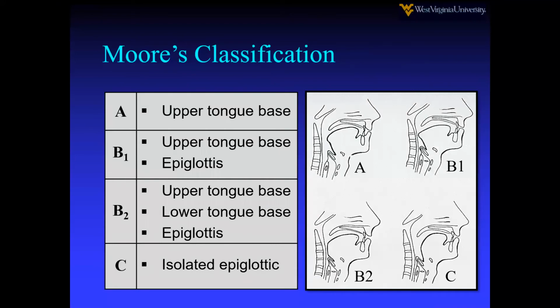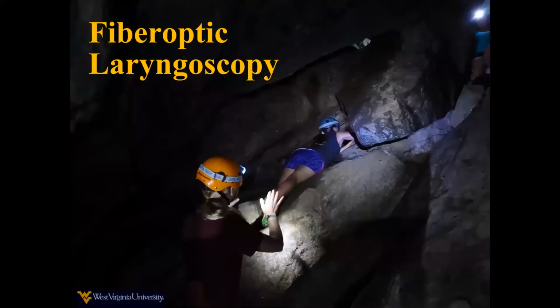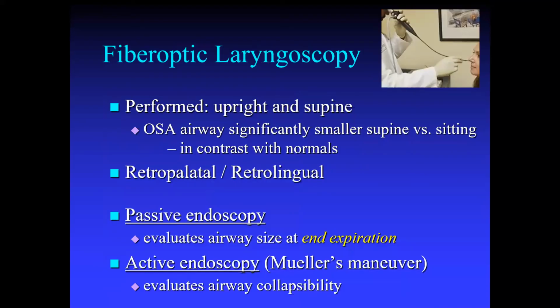I'm not so sure how the classification really impacts, although we do look at how the tongue obstructs. Now, another way to look at the airway, again, is endoscopy. Initially it's performed upright and supine. Sometimes everything is obstructed upright so you don't need to do supine, but the airway is considerably smaller when the OSA patient is in a supine position, in contrast with normals. But this is not always the case.